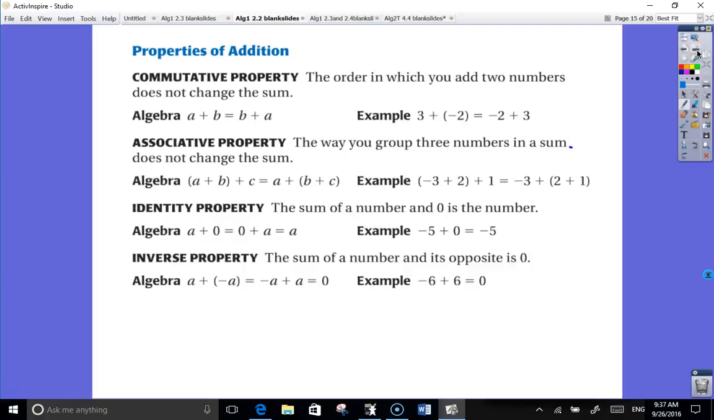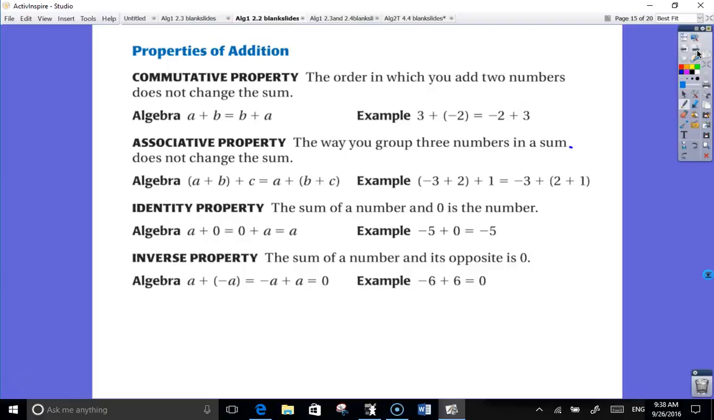Okay. Then we get to the properties of addition. How many have seen these before? So, properties are important that we use them correctly. It's less important that you remember the name, although you'll be tested on that at the end of the year for sure. That's part of the SOLs.